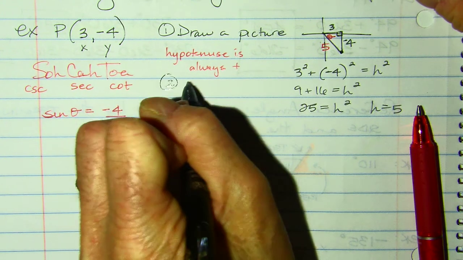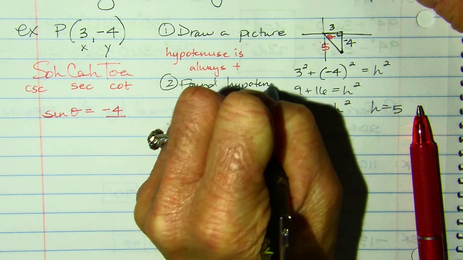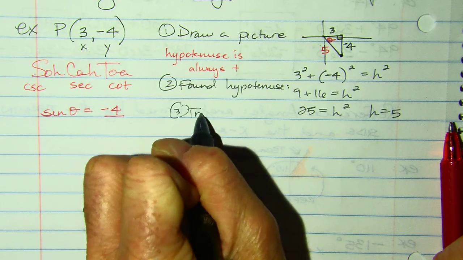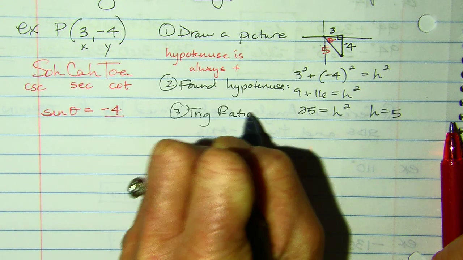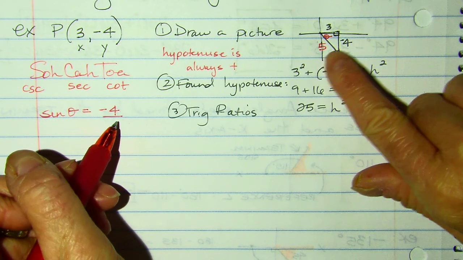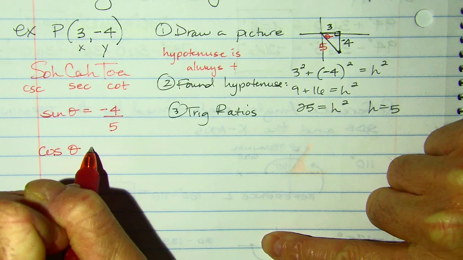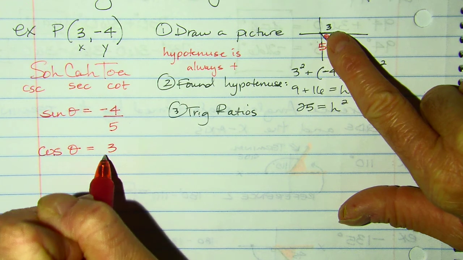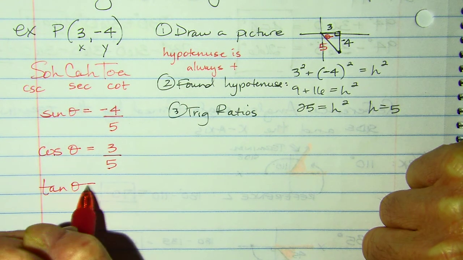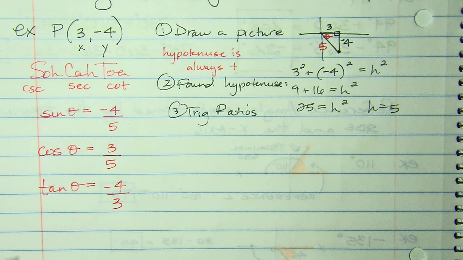So I drew a picture. Number 2, I found hypotenuse. And then 3, write your trig ratios, and simplify if possible. So the sine of theta equals negative 4 over my hypotenuse of 5. The cosine of theta is adjacent over hypotenuse. The tangent of theta would be opposite over adjacent. So there's the first 3.